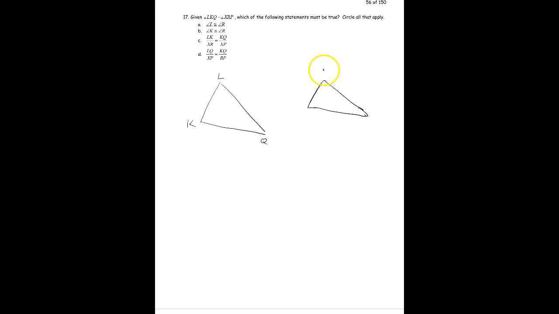So L goes with X, so that's up on top. K goes with R, and Q goes with P. So now we're in a position to do this. Let's remind ourselves what corresponds here. Those correspond, and then K corresponds with R. Okay, so angle L will definitely correspond with angle X here. So A is not right. Angle K will correspond with angle R, so that one is definitely true.